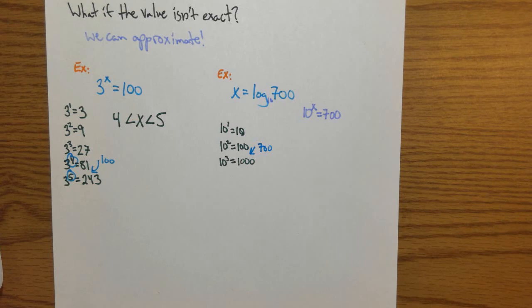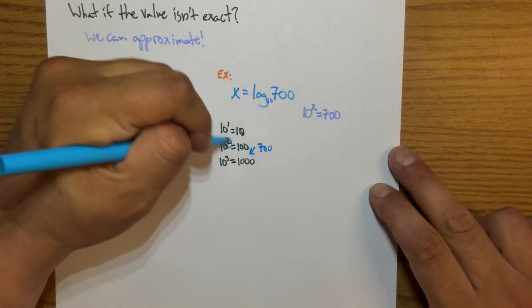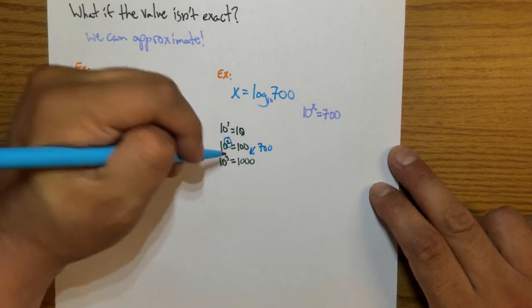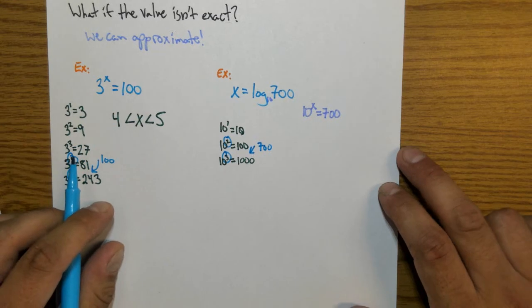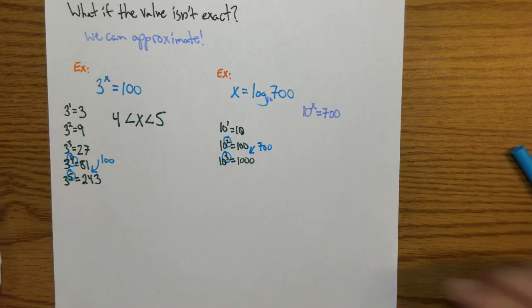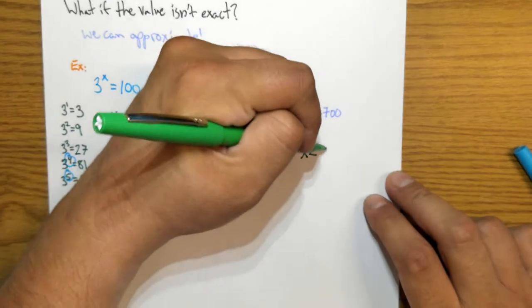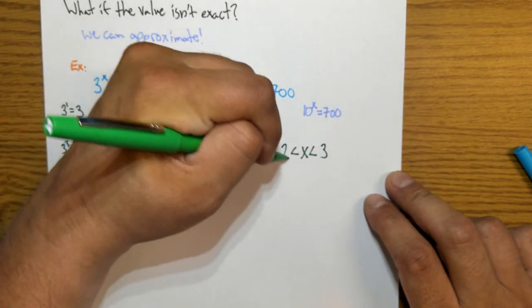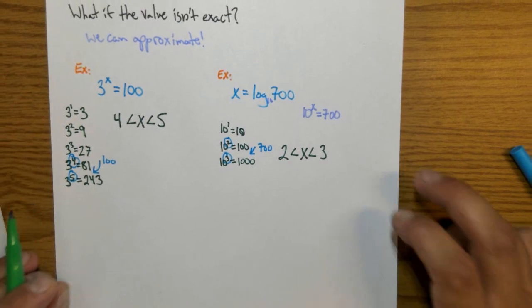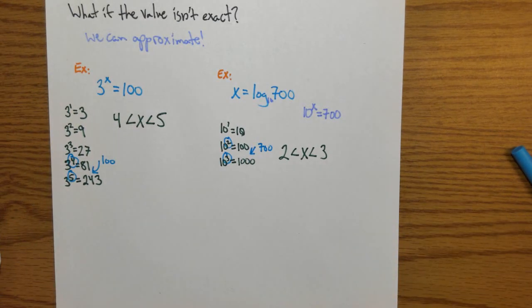Meaning that our x value should be somewhere between 2, it's larger than 2, but less than 3. So when we approximate it, we'll just write it as such. x must be less than 3, but greater than 2. And that's how we approximate log values if they're not exact.